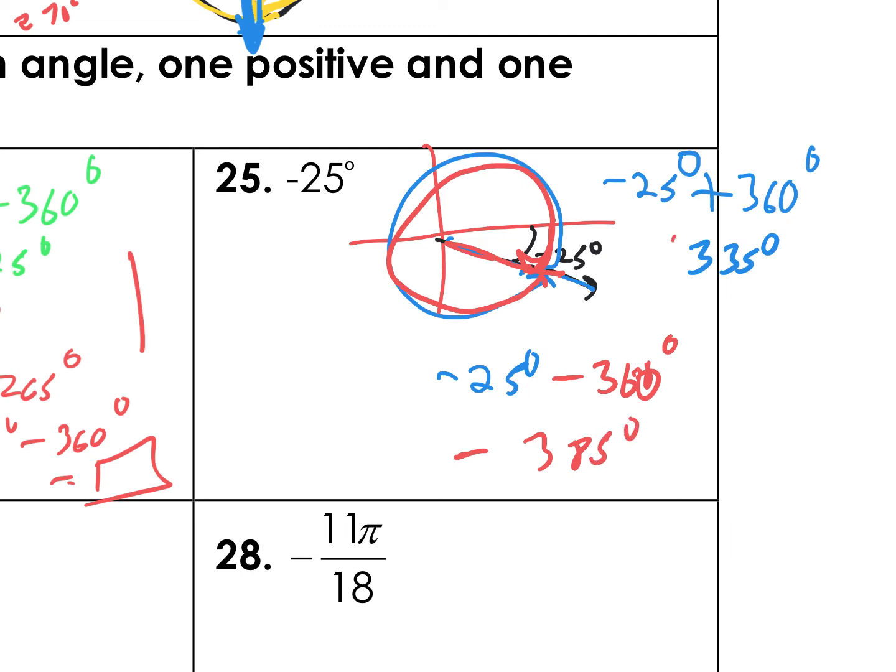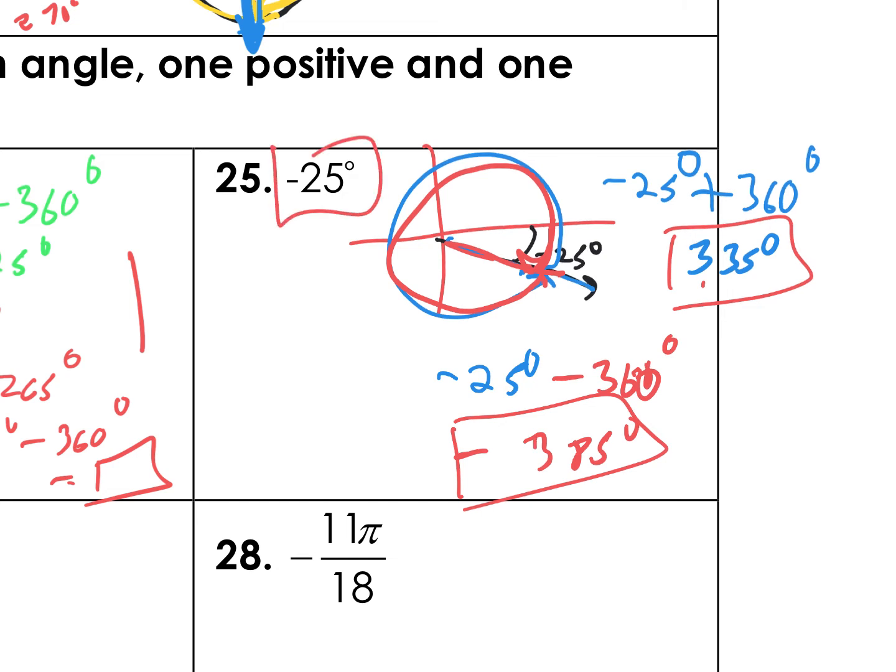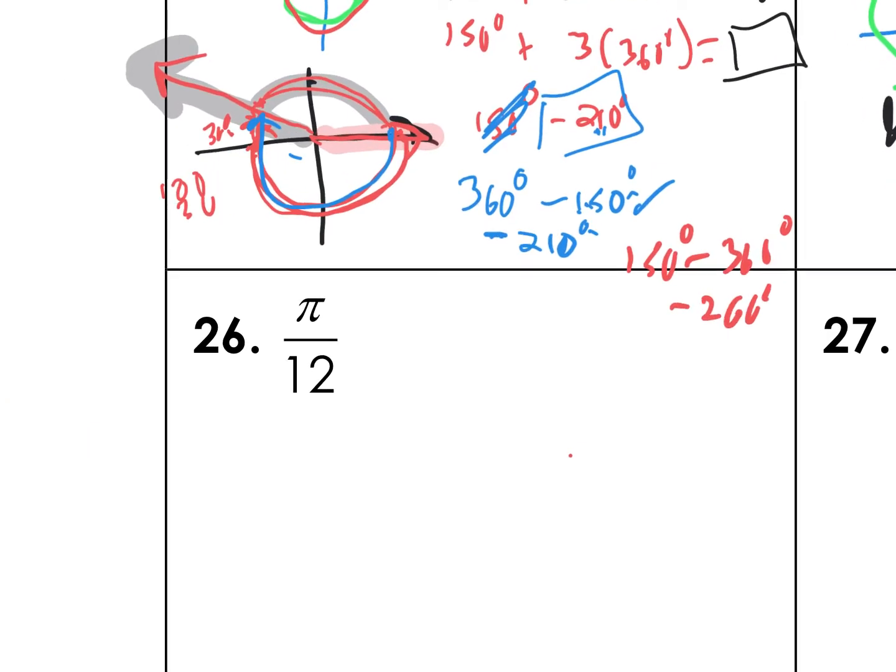So now I've got a positive coterminal and a negative coterminal, both coterminal with negative 25, assuming I did everything right. How about in radians? Now I'd love to tell you what pi over 12 is in English, but all I can really tell you is that it's 1/2 of a pi over 6, because 6 times 2 is 12.